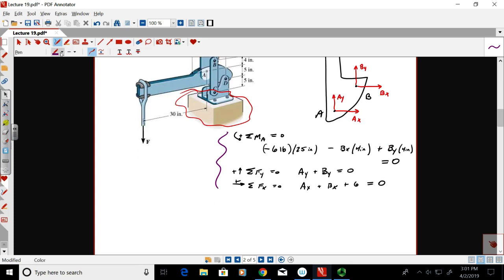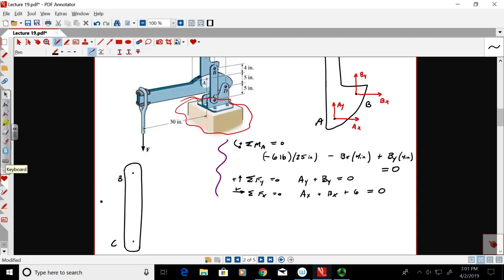Let's draw a free body diagram of BC. Now, here's one thing though. We have to be very careful when we draw the free body diagram of BC. There's B. There's C. Here's what you've got to do. Be careful here. Pay attention very carefully. If I can only get you 30 seconds of your attention, make this the 30 seconds of your attention today.